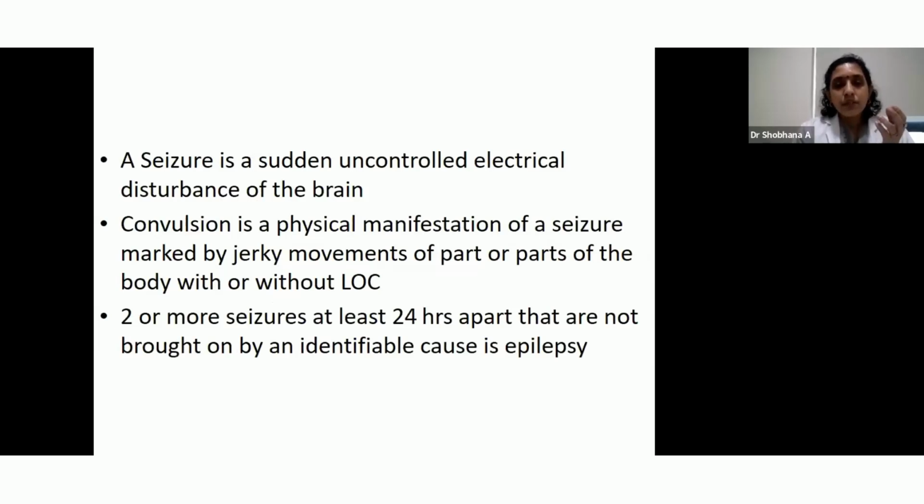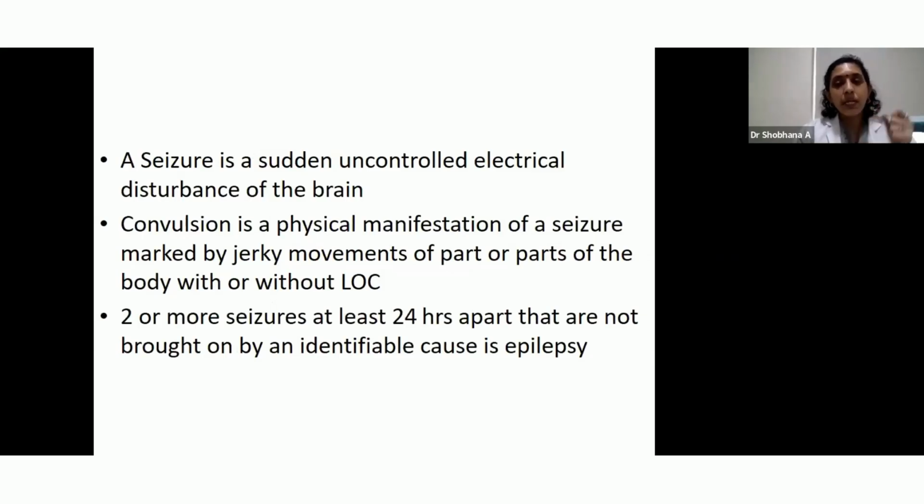So a seizure is a sudden uncontrolled electrical disturbance of the brain. It is discharged from neurons of the brain, and that spreads across the brain, and that leads to a lot of motor activity or sensory activity and loss of consciousness at times.